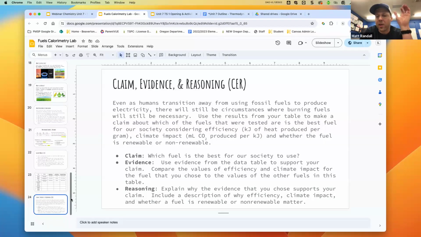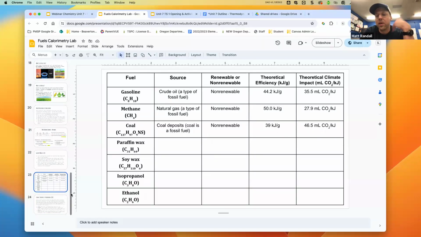So anyway, going back to that table, students are making a choice about which fuel they think is the best fuel for our society to burn for those reasons, considering whether it's renewable or non-renewable, and then the efficiency and the climate impact. We're not really intending for one specific answer, but just that students are thinking about what those things mean.